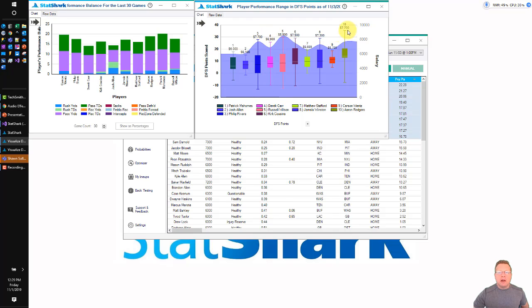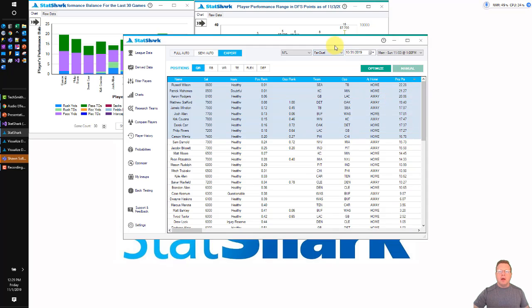Again, you start looking at other people with similar salaries, right? So $7,700, $7,700. The downside here for Phillip Rivers is actually going to be about -4 DFS points, which would be accumulated through fumbles and things along those lines.